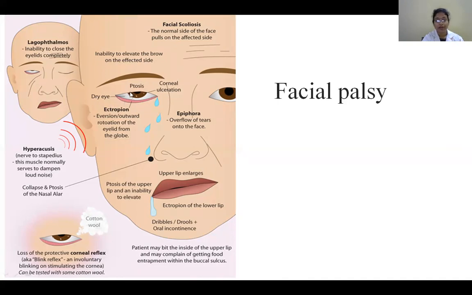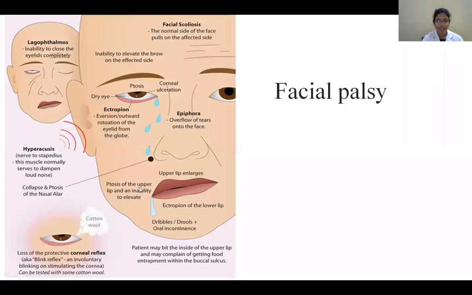Then, because there is inability to close the eyes, the person may have dry eyes or corneal ulceration. The next important sign to see is ectropion. Ectropion is eversion or outward turning of the eyelids. Now, because of ectropion, the person may have epiphora, that is overflow of tears.